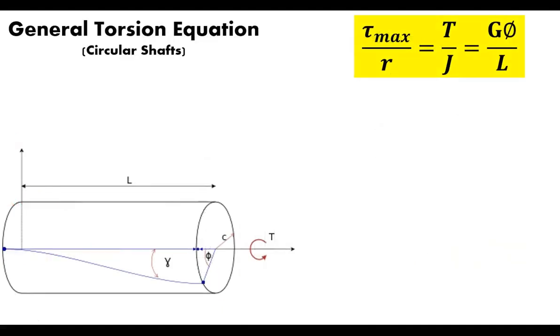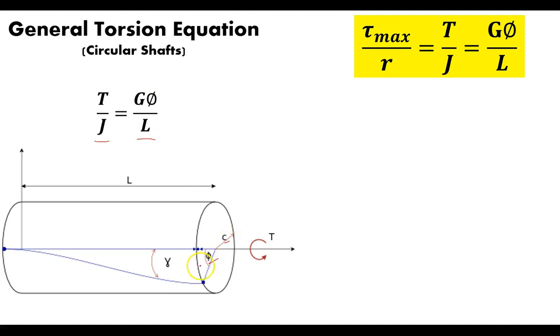Now this is back to the general torsion equation. Again, talking about circular shafts, and I told you about the two different ways we could look at this equation. One is if we just get rid of the shear stress and the radius, just ignore that component and set these two components of the equation equal to one another. So the torque over the polar moment of inertia and the shear modulus, and the angle of twist over the length. As you can see, that's all come into play.